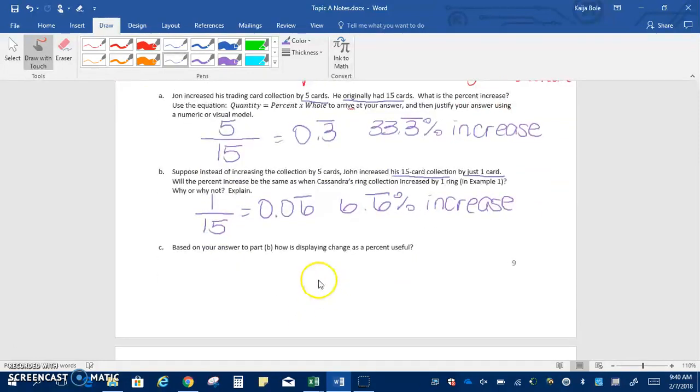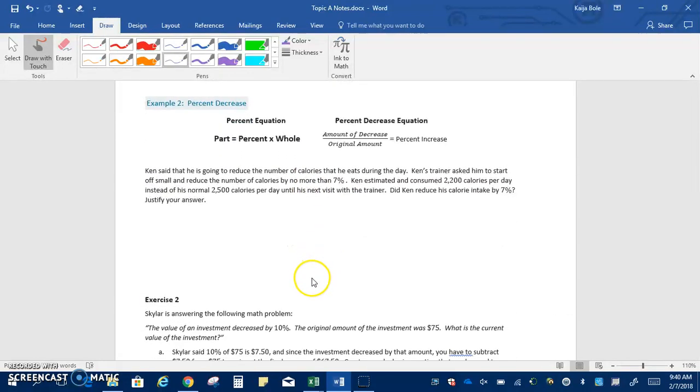Alright, so go ahead and flip over to the next page. Example 2, same thing here. It says, Ken said that he is going to reduce, that's an important word, the number of calories that he eats during the day. Ken's trainer asked him to start off small and reduce the number of calories by no more than 7%. Ken estimated and consumed 2,200 calories per day instead of his normal 2,500 calories per day until his next visit with the trainer. Did Ken reduce his calorie intake by 7%?